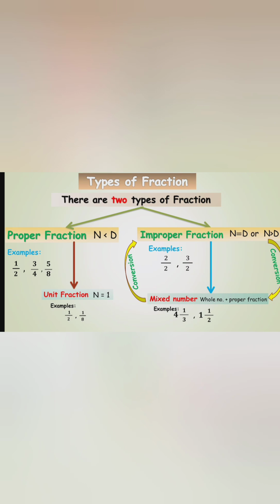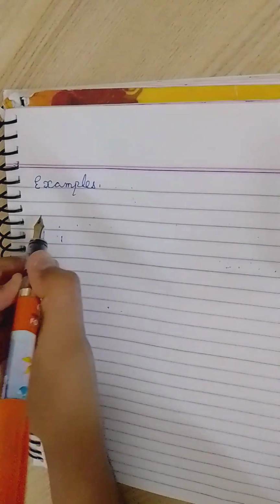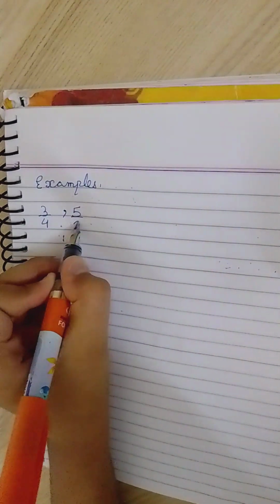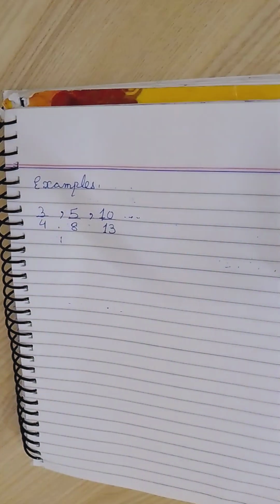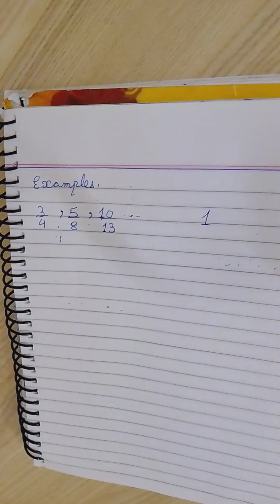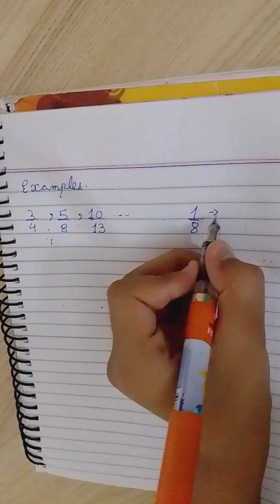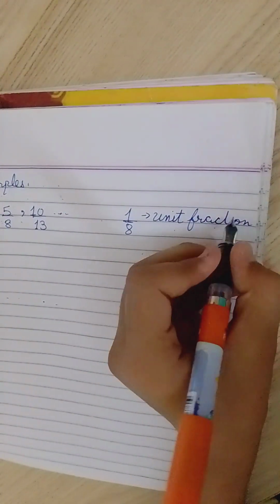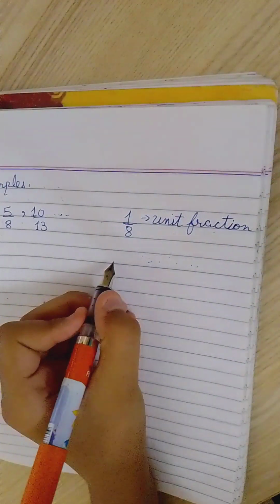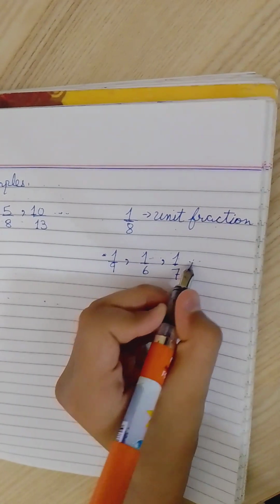Let me explain you with the examples. I'll give you some examples of the proper fraction. The examples of proper fraction are 3 over 4, 5 over 8, 10 over 13, and so on. And in proper fraction, one more fact is that whenever at the numerator there is 1 and the denominator is any number, we call it unit fraction. In unit fraction, the numerator is 1 and the denominator is any number. The more examples for unit fraction are 1 over 9, 1 over 6, 1 over 7, and etc.